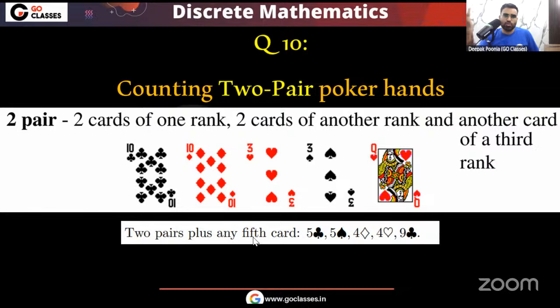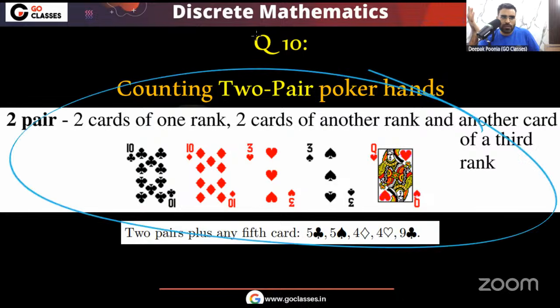Remember, in the previous questions, we have seen what is one pair poker hand, what is four of a kind, what is three of a kind, what is royal flush, what is straight flush, what is straight. So basically, in the previous questions, many different types of poker hands we have defined, we have understood, and then we have counted their number. Now, this is the last question, where we need to count the two pair poker hand.